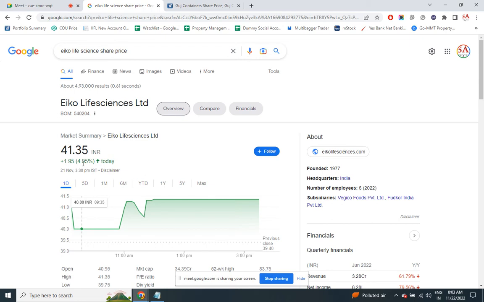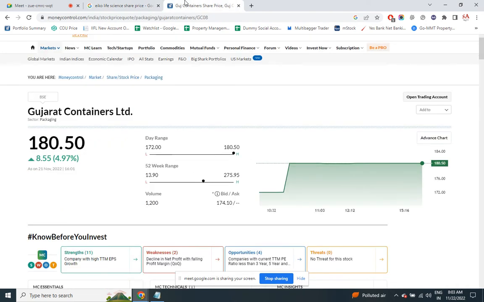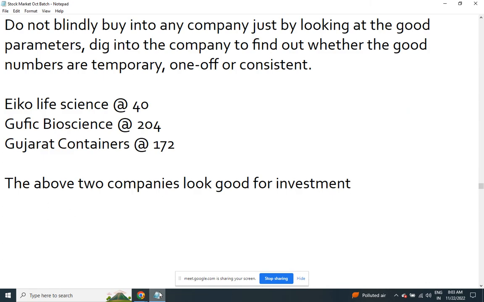Now this is upper circuit. Upper circuit means in a day the maximum limit is 5% only. So maybe it will rise by another 5% today also. And so is your Gujarat Containers. This was also locked in upper circuit. So you can expect a further rise today. Right. Even this has gone from 204 to 207.